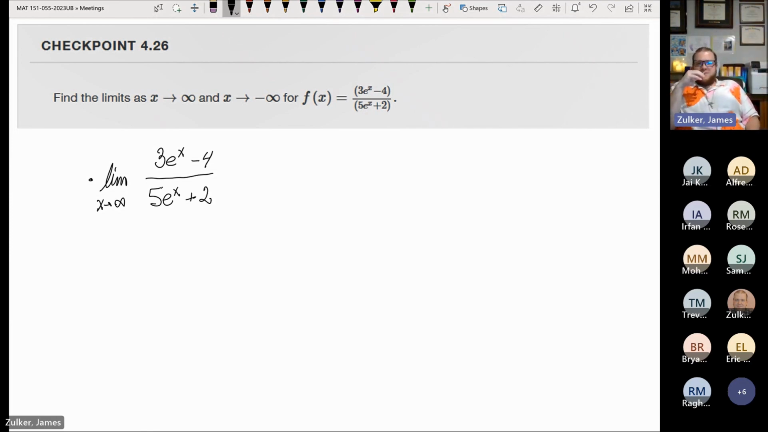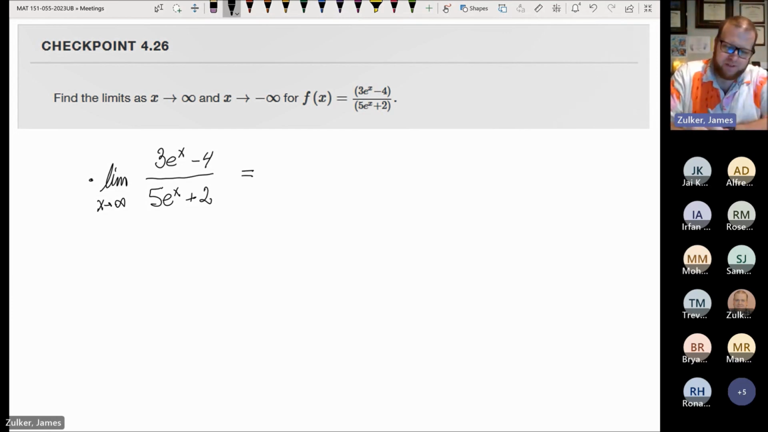Okay, so this one is a little bit different. Let's try substitution. So e to the x. What happens to e to the x as x continues to grow without bound? Keeps getting bigger. e to the x also grows without bound.